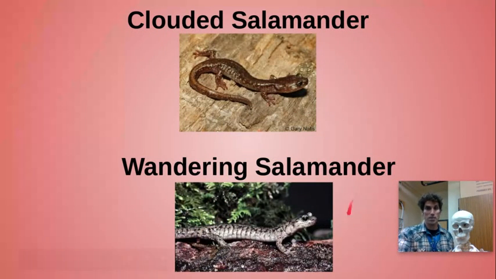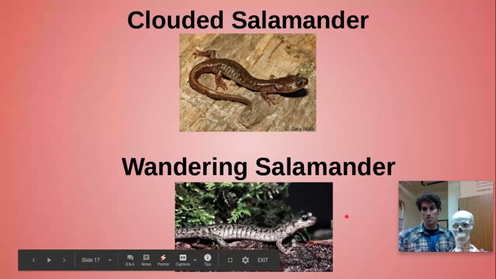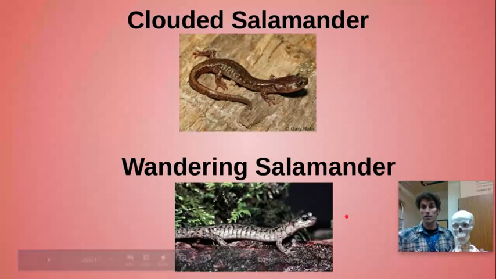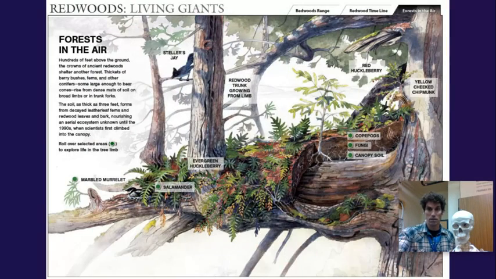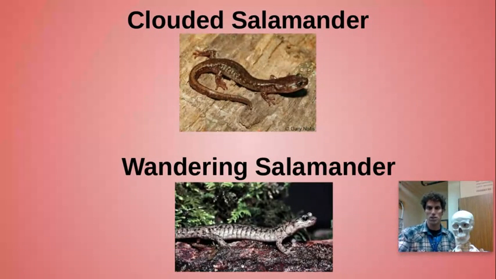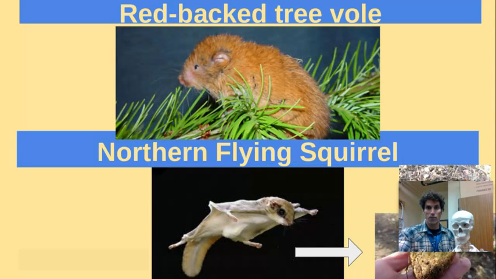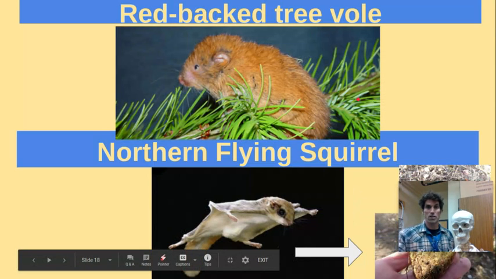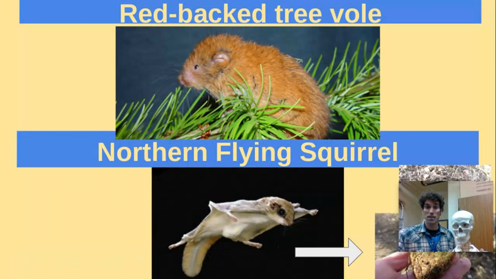So there's a couple salamanders that sometimes never leave the tops of these trees. Their parents lay their eggs up there, the babies develop, and they just live up in these real lush canopy places. This is the clouded salamander and the wandering salamander. And this is down in California and Oregon is where these redwoods are. And we have them up here, but just like these big groves down there is where these critters live. And of course, the red-backed tree vole is one of these little rodents that's in some cases never really come down out of the canopy.